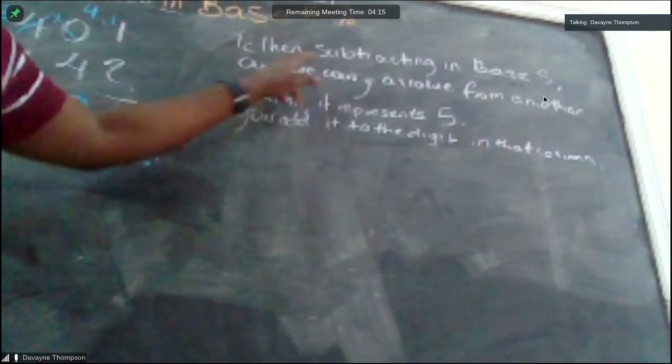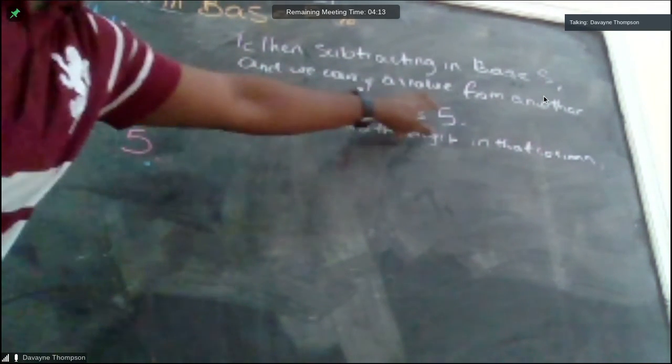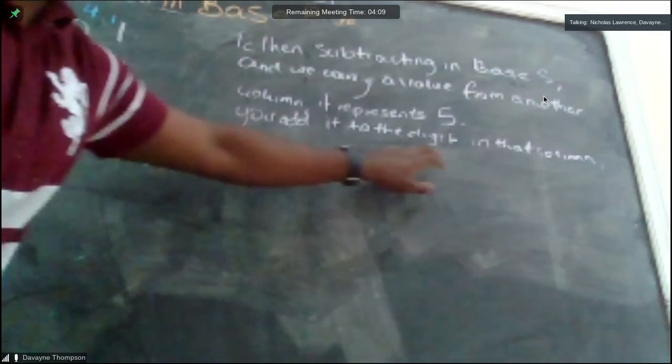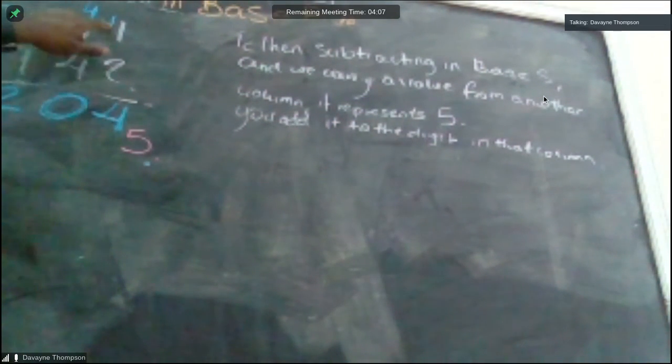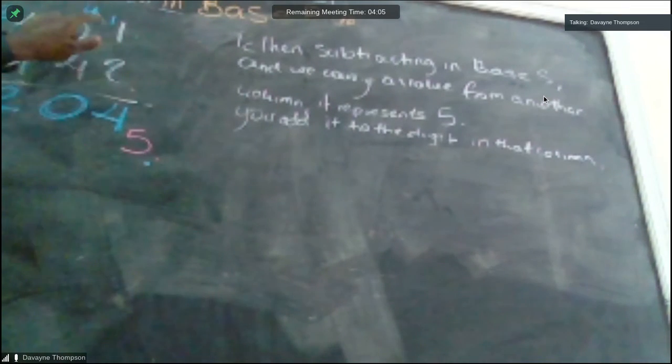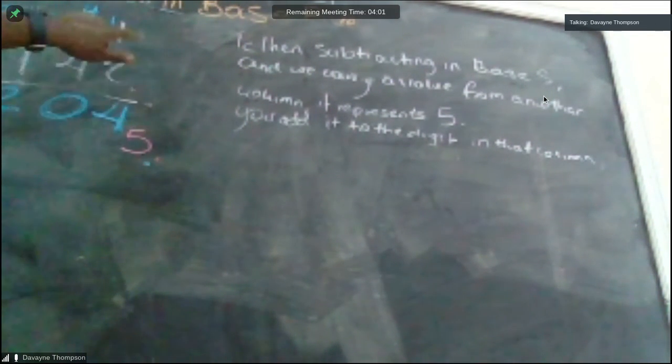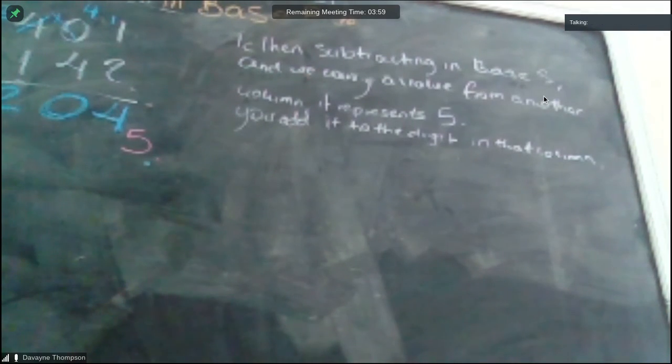Oh, when subtracting in base 5 and we carry a value from another column, it represents 5. You can add it to the digit in that column. So this is 5, which represents 1. So we're going to say 5 plus 1, which is going to be 6. Then 6 minus 2, that's 4. Alright?